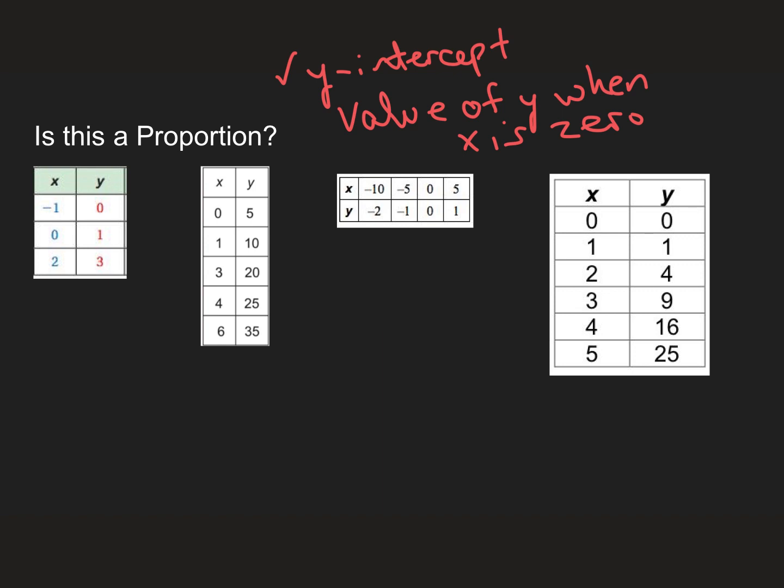So let's look at this first table here. X is 0, y is 1. So that one is not a proportion because it's 0, 1. Well, this next one, I have 0, 5. So this one is not a proportion. But look at this next one. Here I see that 0, 0. So this one is a proportion.